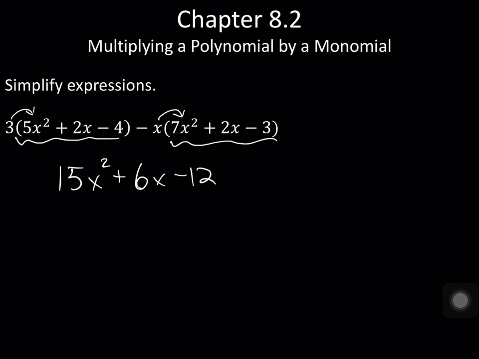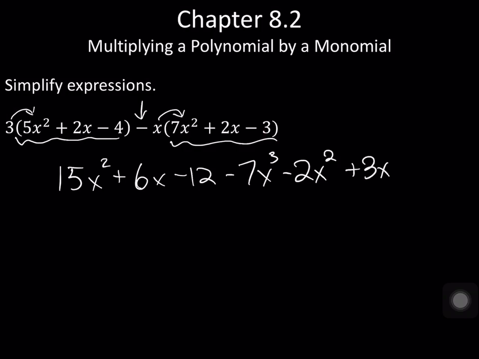Okay, negative 7x cubed, negative 2x squared. Let's pause and make sure you understand why both of those are negative. That is a negative x that is being distributed. So a negative times a positive gives me a negative. A negative times a positive is a negative. And now here, a negative times a negative would be a positive 3x.